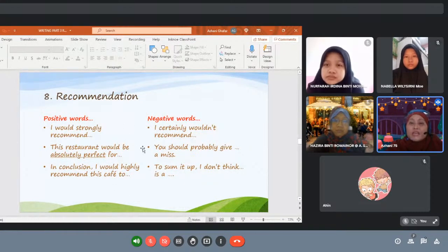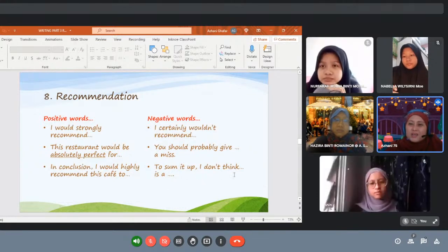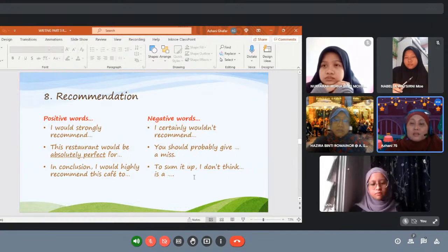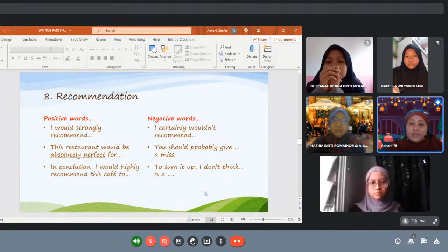On the other hand, if you do not recommend, or if you had a bad experience at the restaurant, we're focusing on restaurant now, I certainly wouldn't recommend, probably the name of the restaurant here. You should probably give the name of the restaurant here a miss. That means don't go there. And the last one, to sum it up, something like in conclusion: I don't think the name of the restaurant is a suitable, appropriate, maybe recommended restaurant to go to, or something like that.